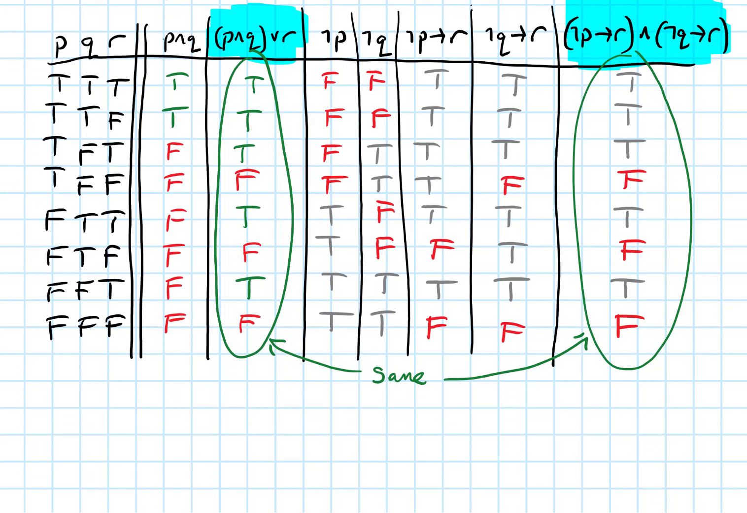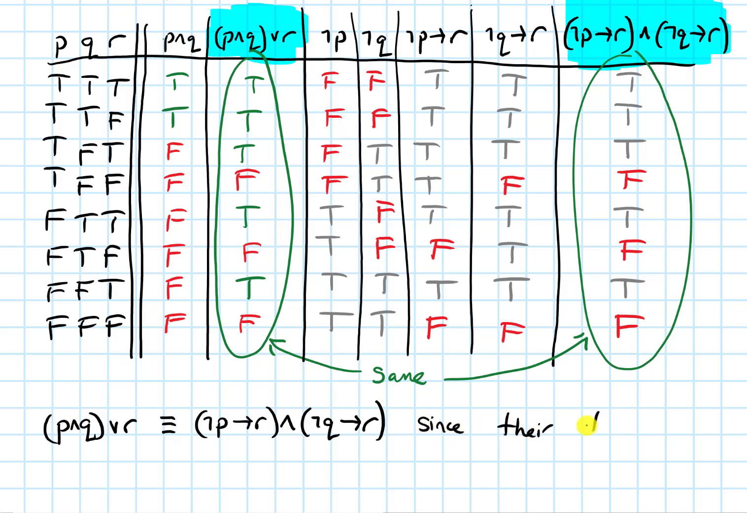So I got to state that and then justify why. So P and Q, or R, our symbol for logically equivalent is we put sort of an equal sign with three of these horizontal lines. The second is not P implies R, and not Q implies R. That's our second proposition. These are logically equivalent since their truth table outputs are the same. And that is our answer.